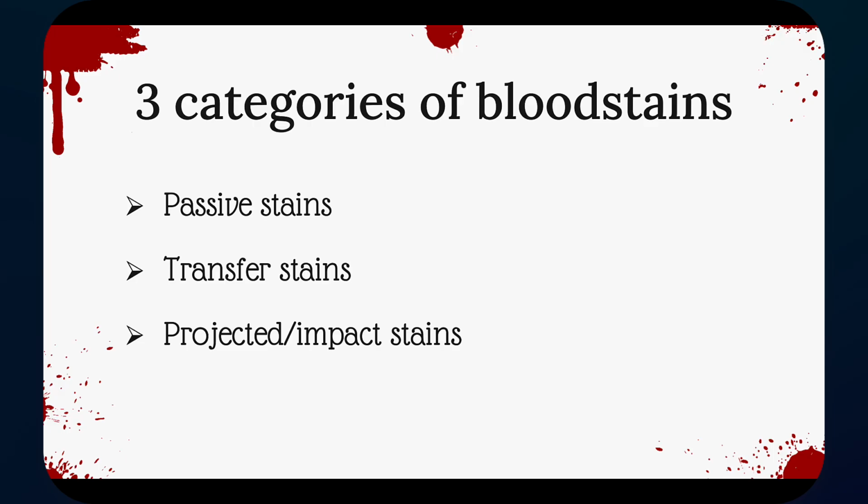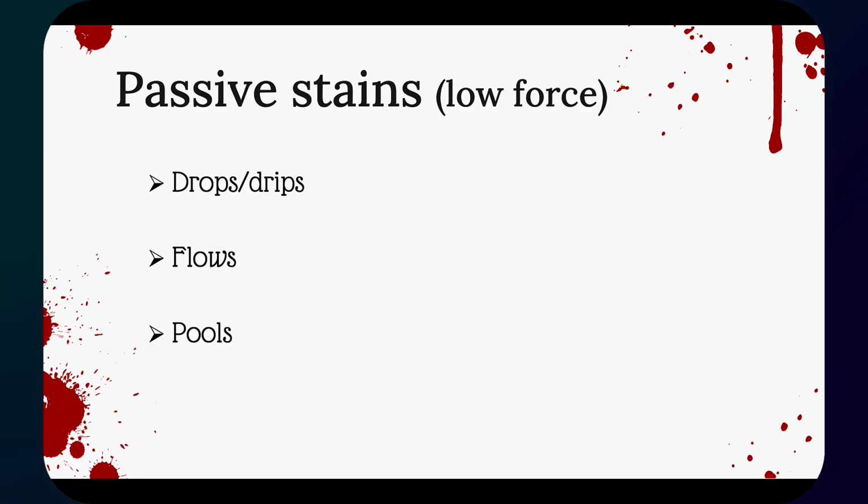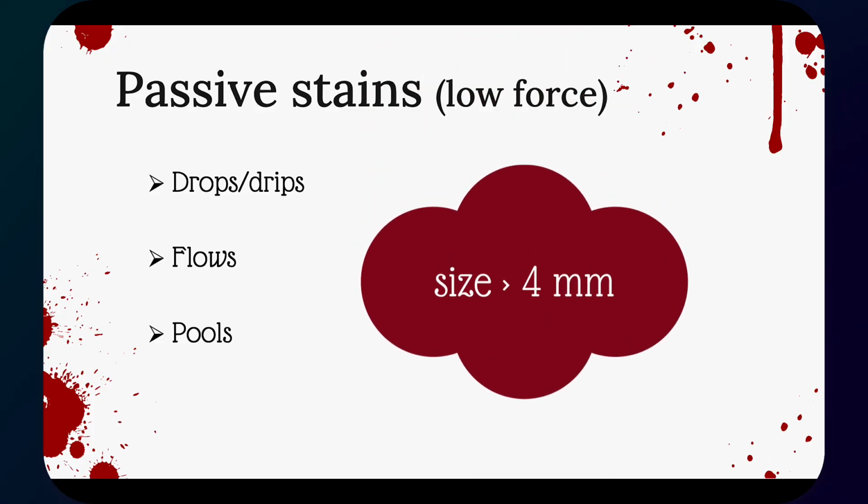We classify blood stains into three main categories: passive stains, transfer stains, and projected or impact stains. We also classify blood stain patterns according to the amount of force applied to the blood source, and they are classified as low force, medium force, and high force patterns. Passive stains are technically considered low force stains because the only force acting on the blood is gravity. Passive stains include drops or drips, flows, and pools.